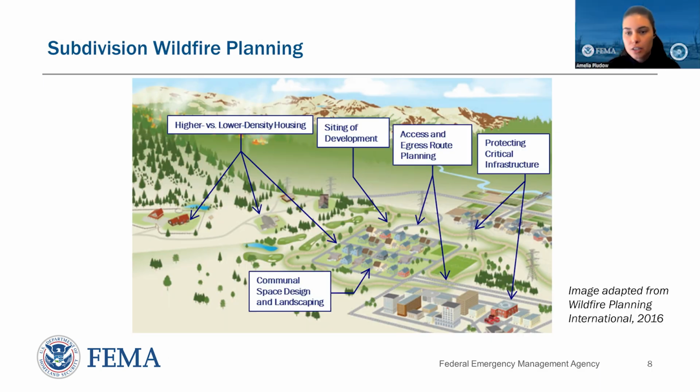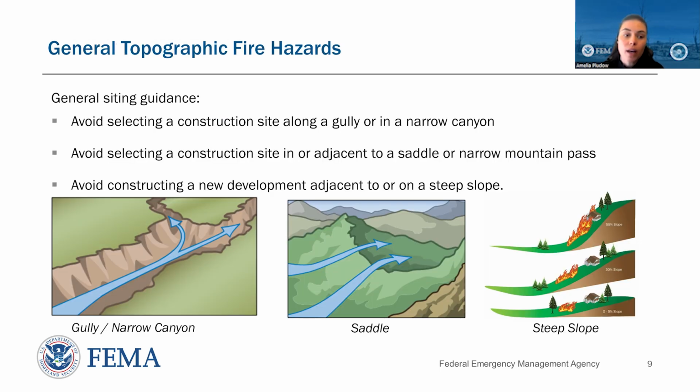So now we're going to shift and dive a little deeper and talk about specific considerations at the subdivision level. One key subdivision planning concept is the siting of the proposed development on the landscape. So this is really about making sure that when you are evaluating and selecting potential sites, high hazard areas are being avoided. These are areas like narrow canyons and gullies, saddles or narrow mountain passes, as well as areas adjacent to or located on steep slope.